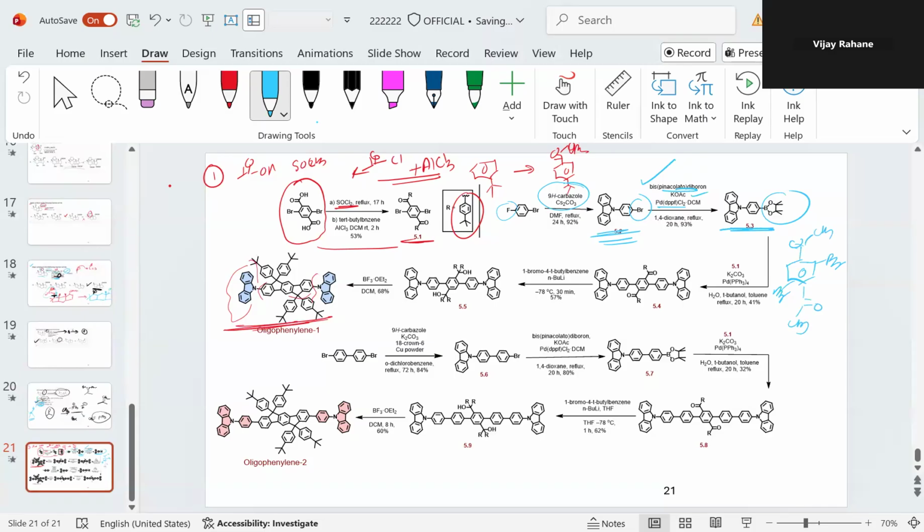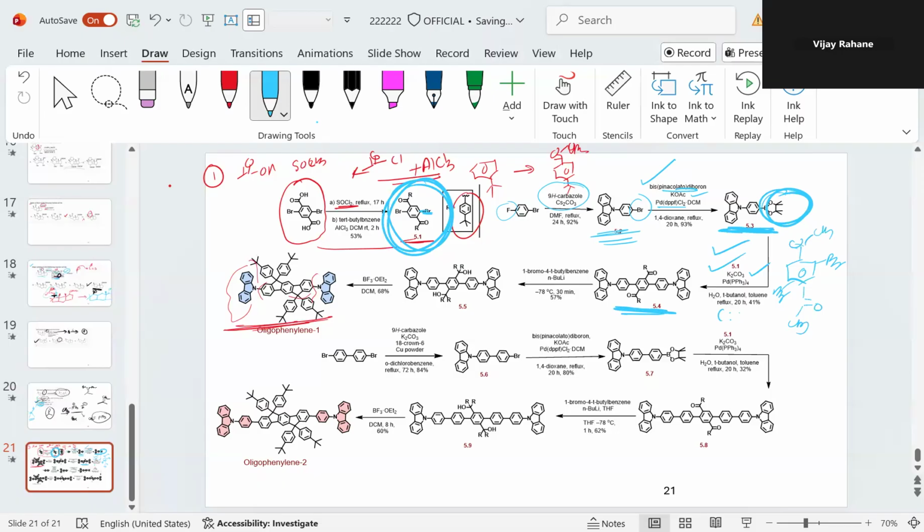Then I coupled this boronate ester with this dibromo compound using the Suzuki coupling reaction. What are the conditions for Suzuki coupling? A palladium catalyst and a base. Here I used palladium dppf chloride as the catalyst, K2CO3 as the base, and water, toluene, and t-butanol as solvents, all together in a 1:1:1 ratio. In this coupling reaction, the boronic ester couples with this phenyl ring by substituting the bromo functionality.